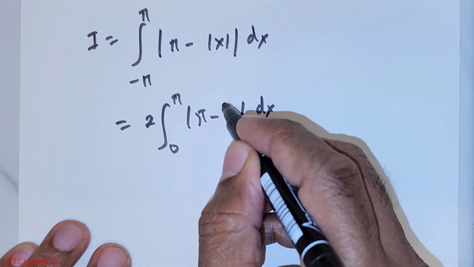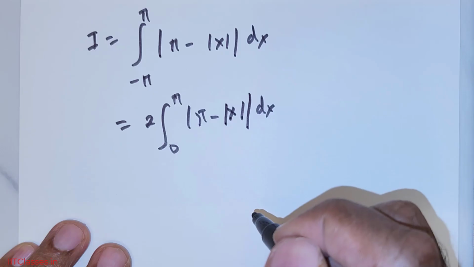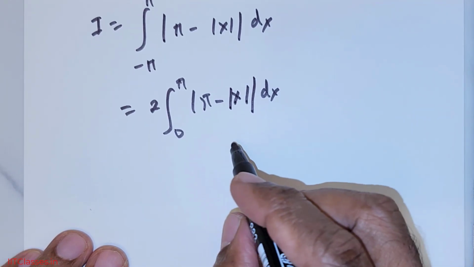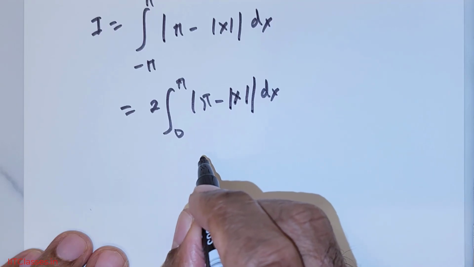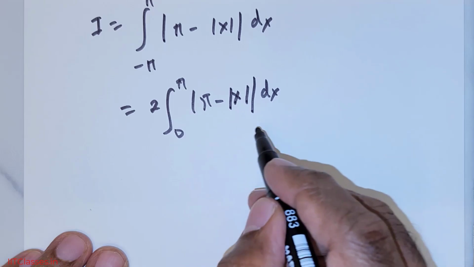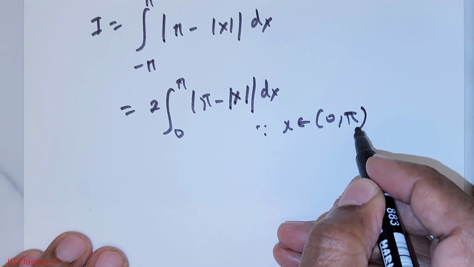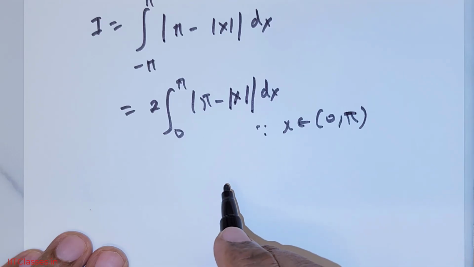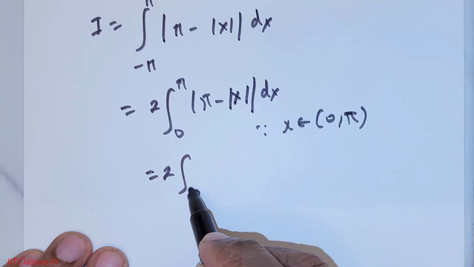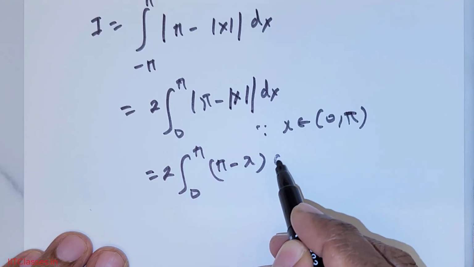Now we will retain the modulus, and in the next step what we will do is rewrite this. Since x is defined in this region 0 to pi, I will rewrite this as 2 times integral 0 to pi negative x times dx.